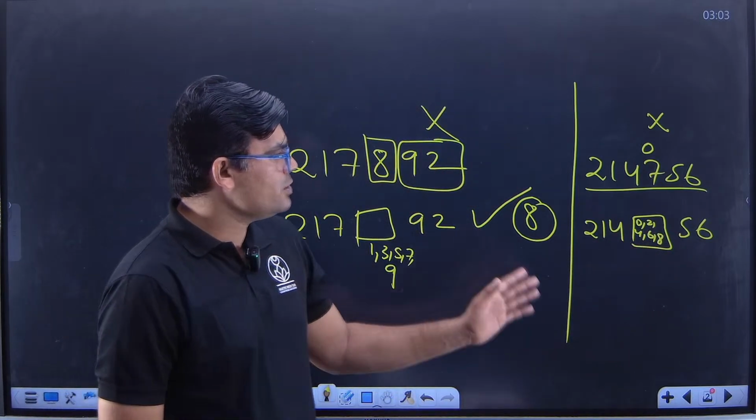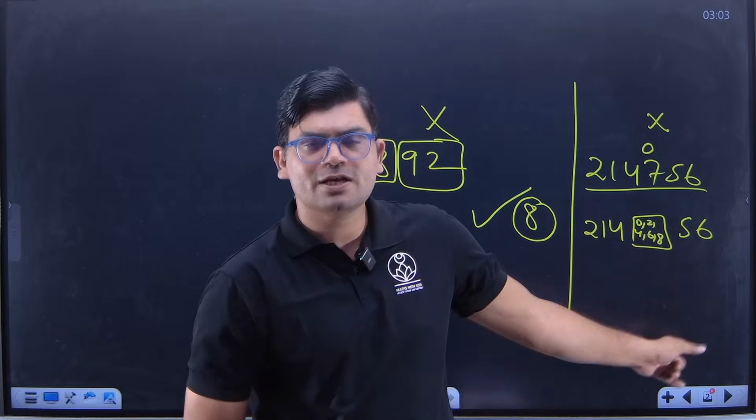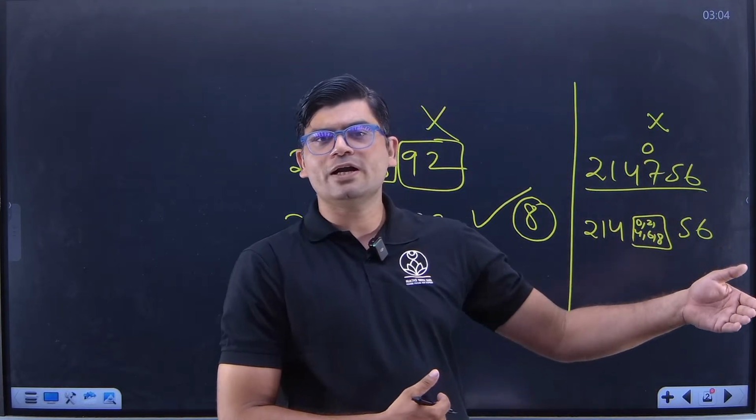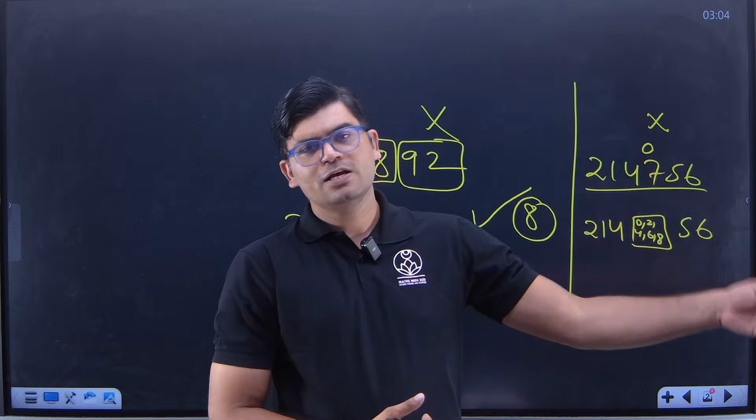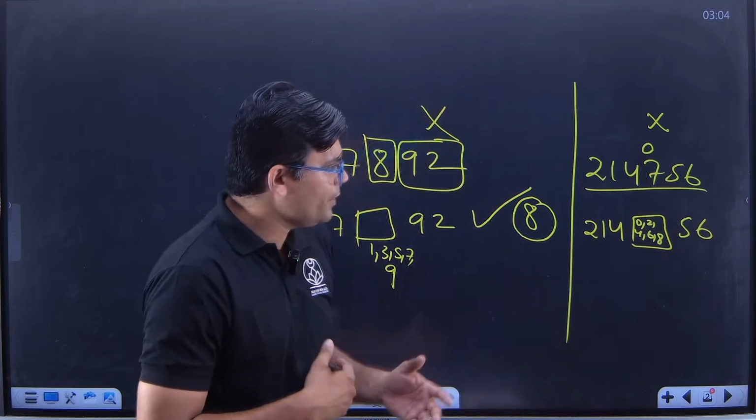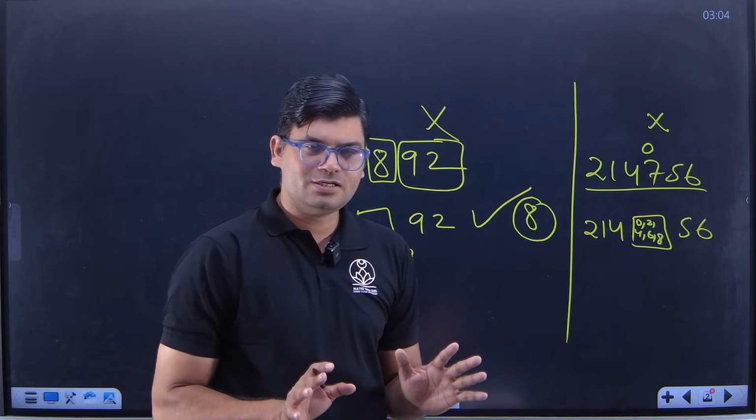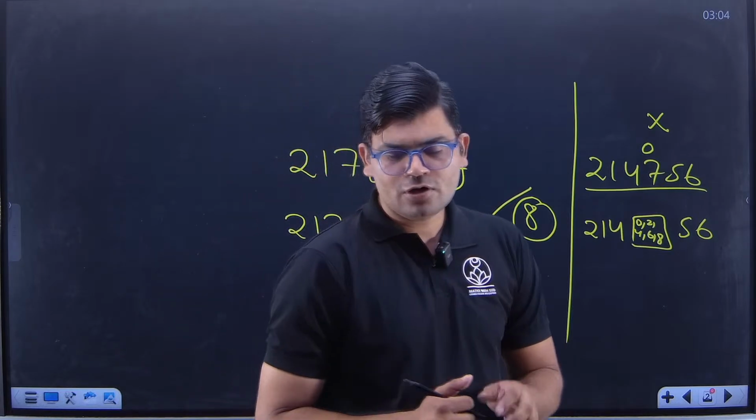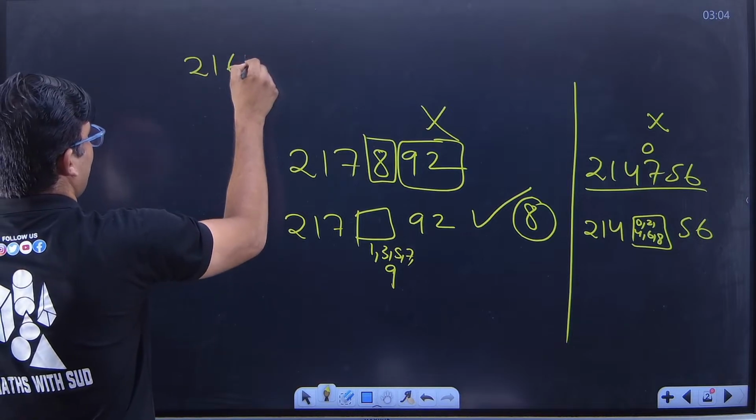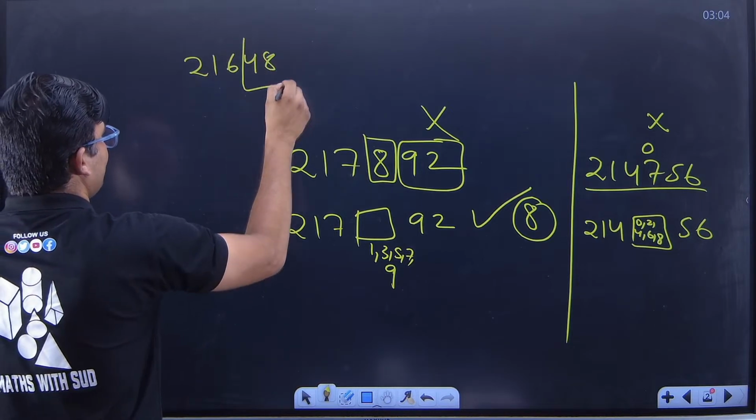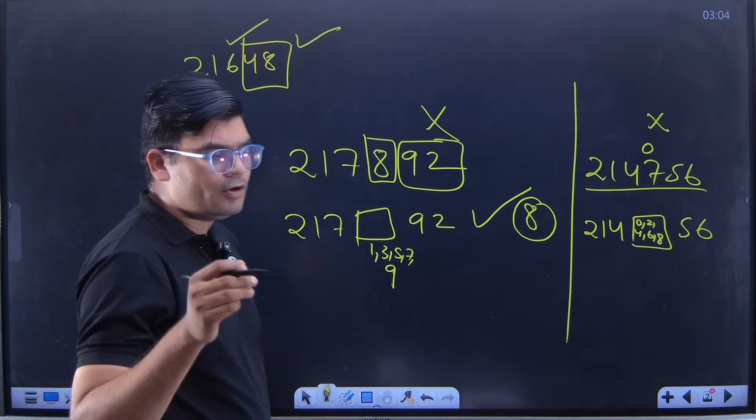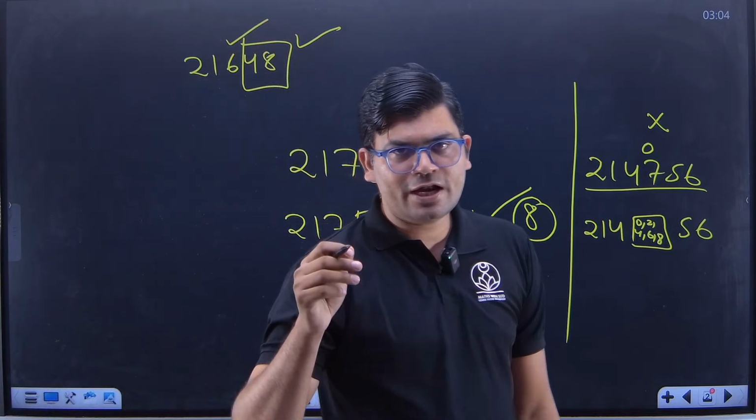Why? Because the first number that is divisible by 8 is 56; 8 into 7 is 56. So the next number will repeat after 200, which is 256, 456, 656, 856, and likewise it will keep on repeating the same pattern. Easy? Understood? Let us check two more numbers. So I am writing randomly 21648. You see that 48 is divisible by 8. So 648 is also divisible by 8 because the previous digit 6 is an even number.